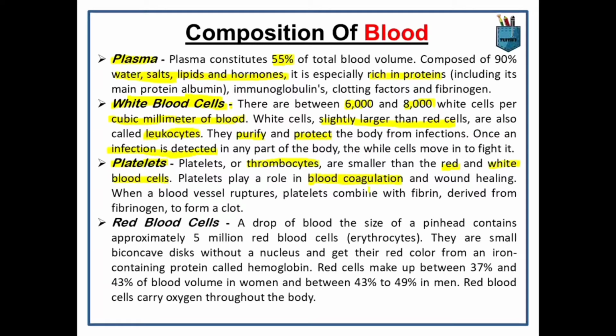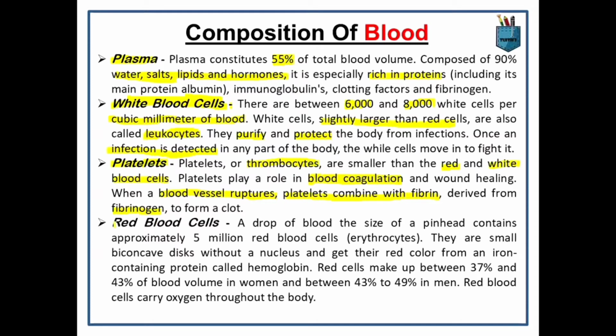When you get any injury, the blood automatically stops after some time if you are normal, if you are not having any other diseases like diabetes or anything like that. So it clots normally. This occurs due to these platelets. When any blood vessel ruptures, platelets combine together with fibrin and form a network which clots the blood in that area.